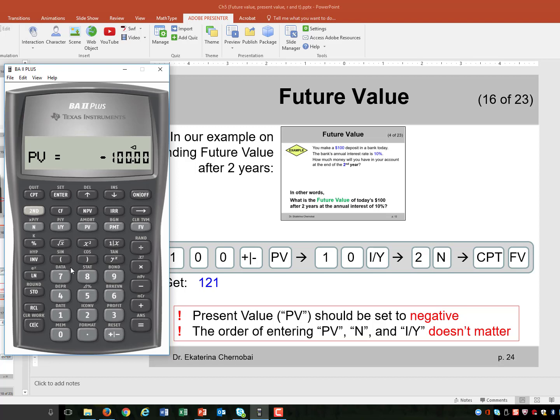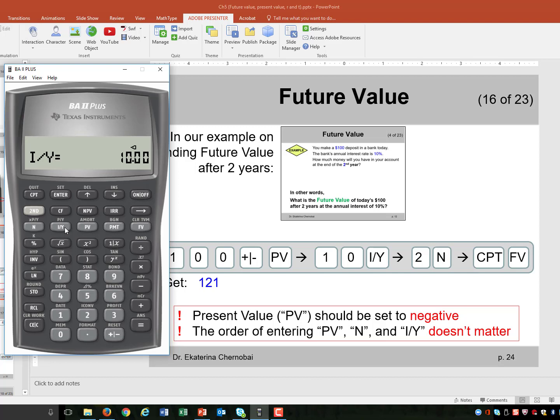Then you want to enter the interest rate, 10% per year. Again, you start with the value, 10. Not in decimals, without the percent button, just 10. And then you want to save it as the interest rate per year, I/Y, interest per year.